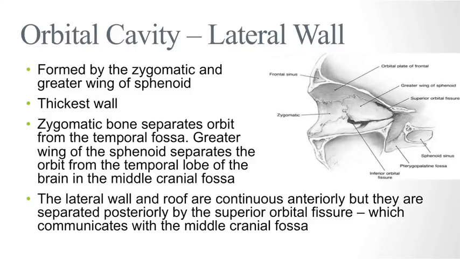Lateral wall: formed by the zygomatic and greater wing of the sphenoid. It is the thickest wall. Zygomatic bone separates orbit from the temporal fossa. Greater wing of the sphenoid separates the orbit from the temporal lobe of the brain in the middle cranial fossa. The lateral wall and roof are continuous anteriorly, but they are separated posteriorly by the superior orbital fissure, which communicates with the middle cranial fossa.